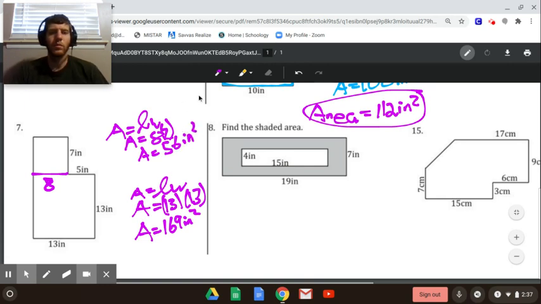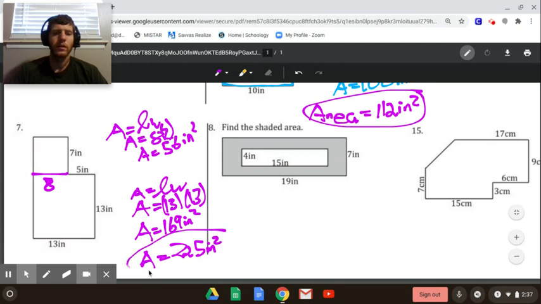Okay, and then the area of the whole thing, we simply add them together. So 56 plus 169. So that's 175 plus 50 is going to be 225 inches squared. That's going to be the area of the figure for number 7.